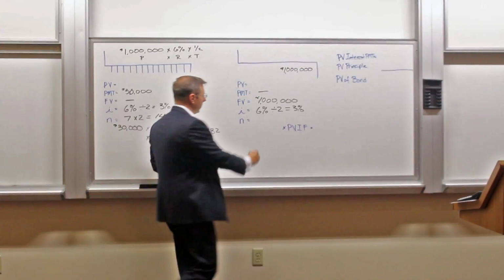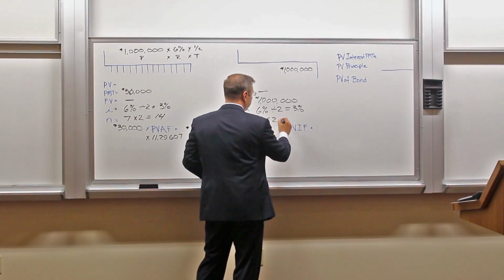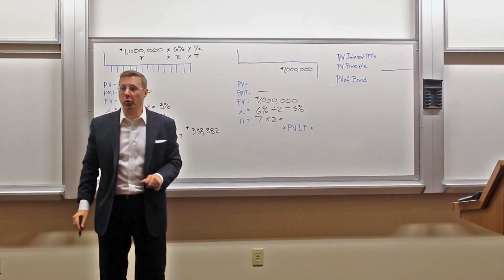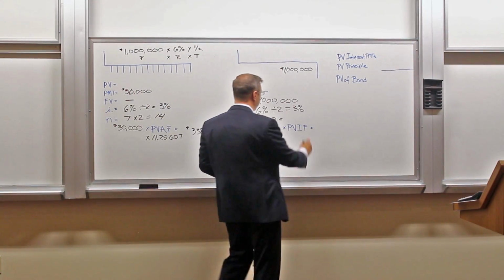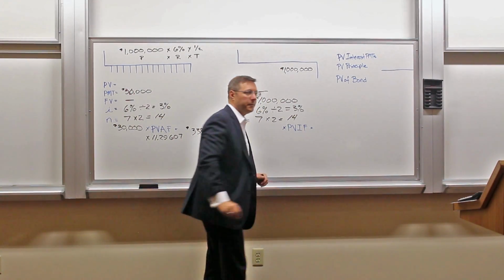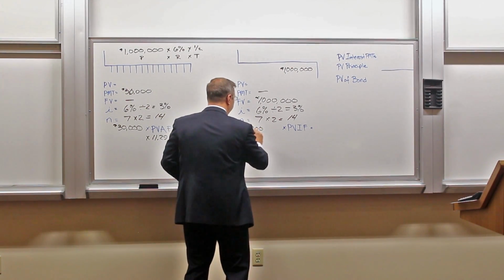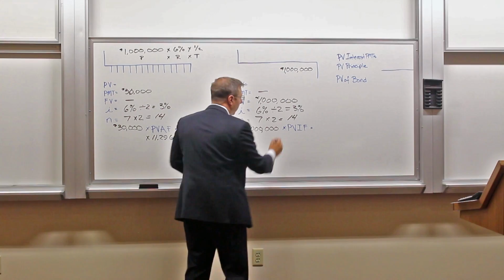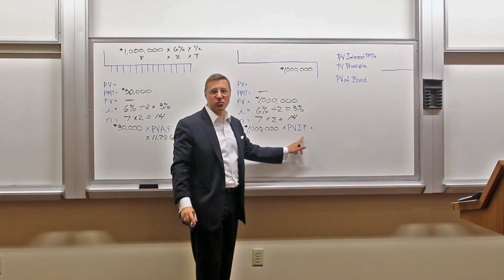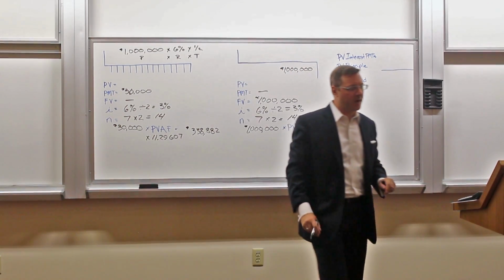Number of periods, 7 years, times 2, because we're paying twice per year. So it's compounding twice per year, 14 periods. At this stage, we're going to take our $1 million, our future value, we're going to multiply it by a present value interest factor, different from the annuity factor.